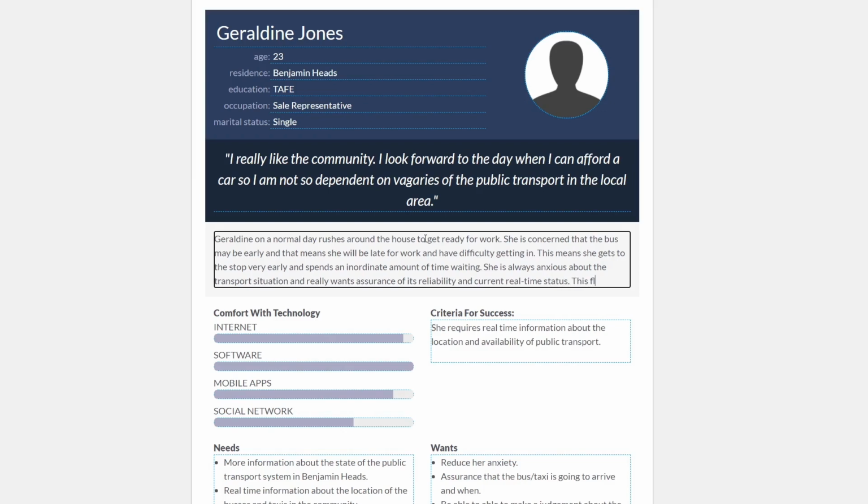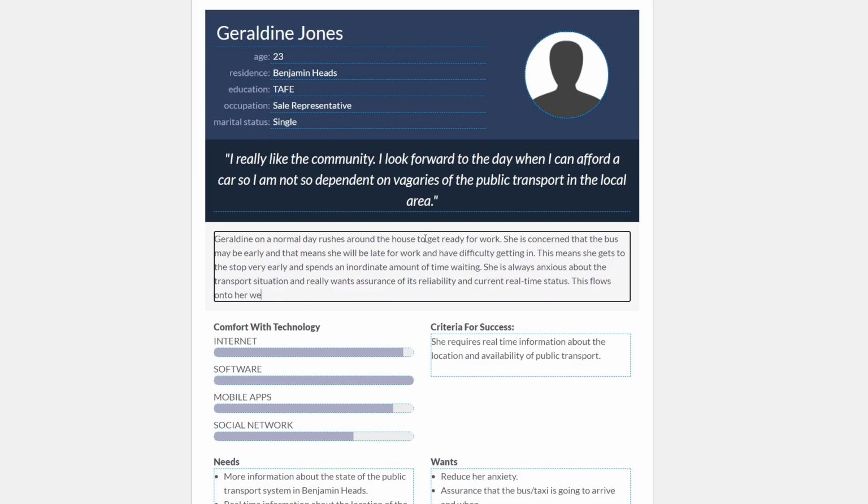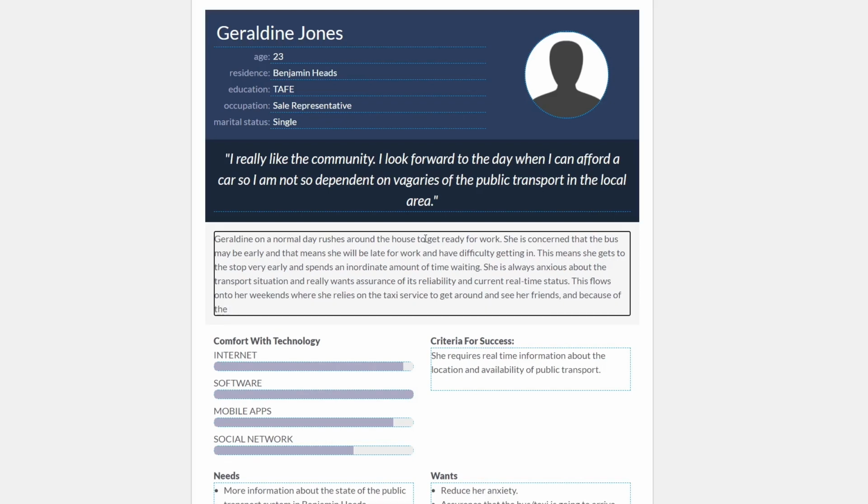This flows onto her weekends, where she relies on the taxi service to get around and see her friends. And because of the high demands on that service, she never really knows how long she will have to wait to be picked up.